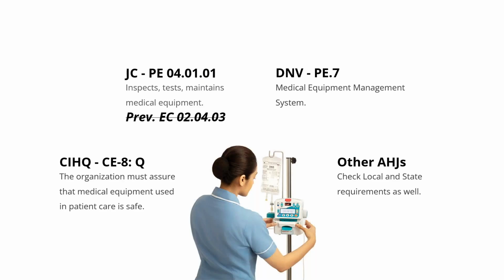If you're in DNV, there's a lot of physical environment ones as well. The medical equipment management is in PE7 in DNV, and in CIHQ it's in CE8. I did not have the ACHC one on this slide. Also, if you have other authorities having jurisdiction, state or local, make sure you're adhering to your requirements there as well. Usually they're around the same as the BIMED. I just don't know every city's and every state's requirements for this presentation.